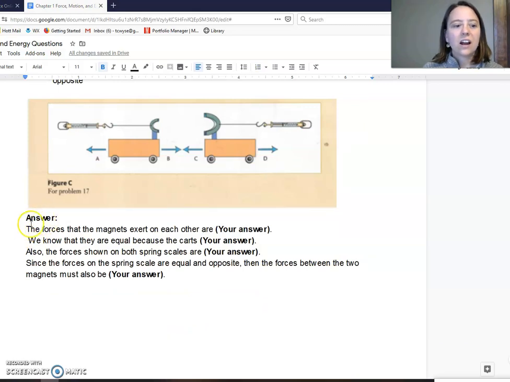Looking down here at our answer, the forces that the magnets exert on each other are, well, are they equal or are they unequal? We know that they're equal because the carts, well, are the carts moving or are the carts at rest? Also, the forces shown on both spring scales are, and then here with your answer, you'll want to put equal or unequal. And since the forces on the spring scale are equal and opposite, then the forces between the two magnets must also be equal or unequal and opposite or in the same direction.